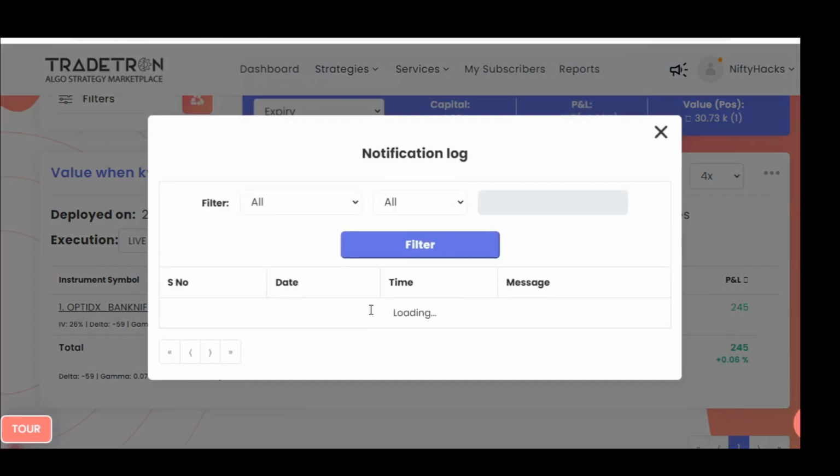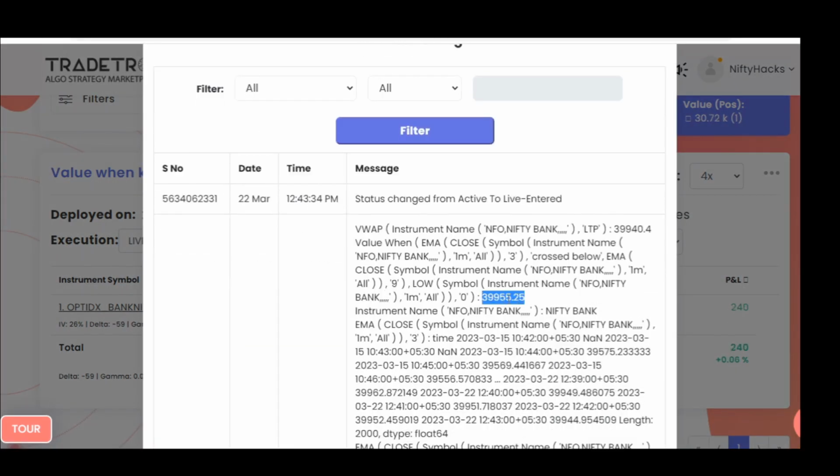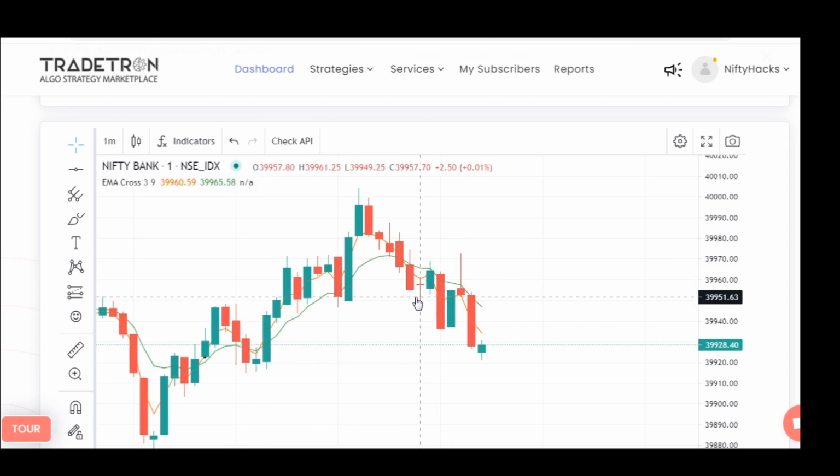And if we see from the notification logs, we can see the low value whenever the lower side crossover happened was at 39,955. So let's check that. You can check from here. So 39,955, right, from here. So this is the low of this crossover.